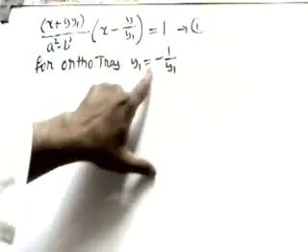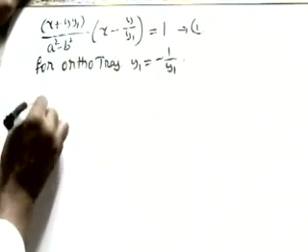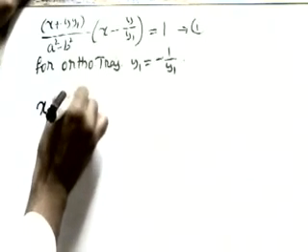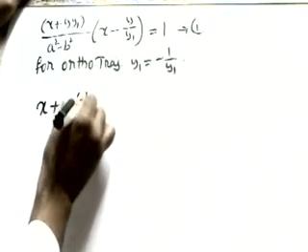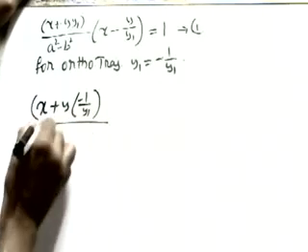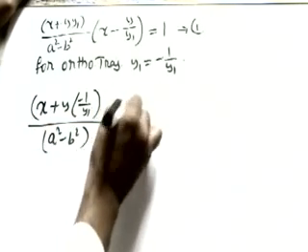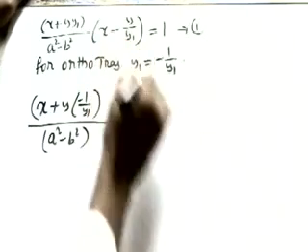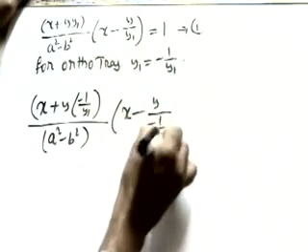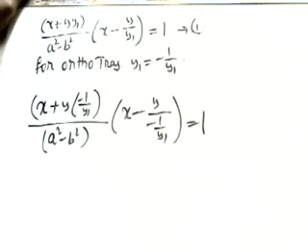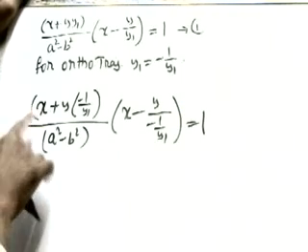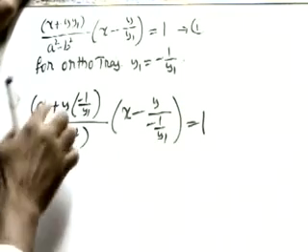Now see here, let me substitute y1 in place of minus 1 by y1. So we get (x plus y) into (minus 1 by y1) divided by (a square minus b square) into (x minus y by, in place of y1 we are writing minus 1 by y1) equals to 1. Now see here, what will happen?